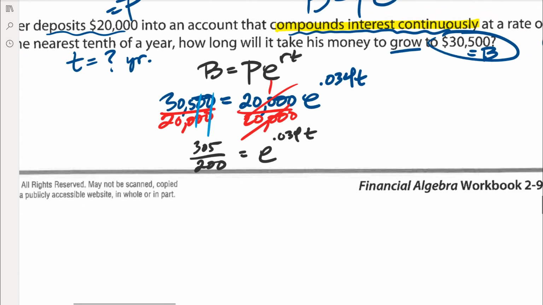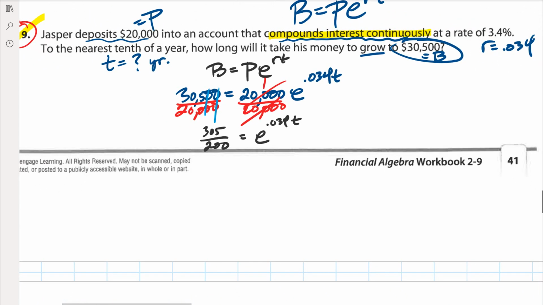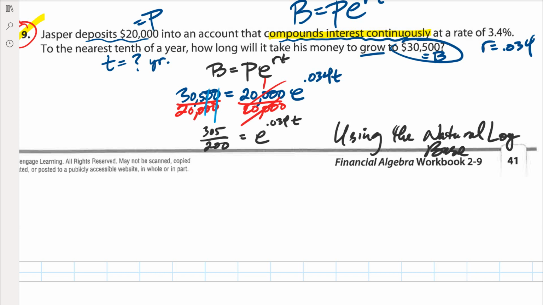Now this is base e. When you're base e, you could still use the common log, but most people would prefer to use the natural log. So using the natural log, and the reason why is because it's base e. So the natural log of 305 divided by 200 on the left, the natural log of e to the 0.034 t. Notice I took the natural log of both sides.